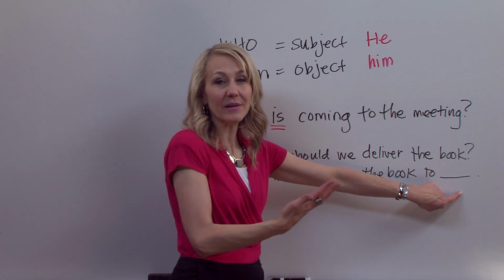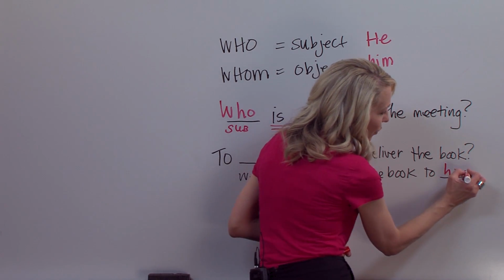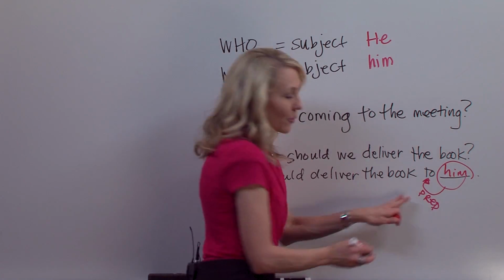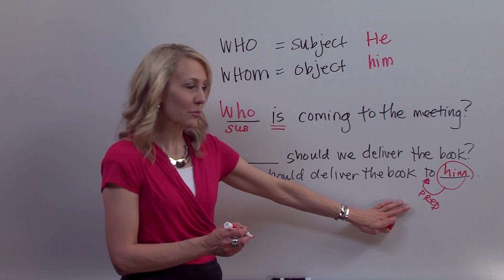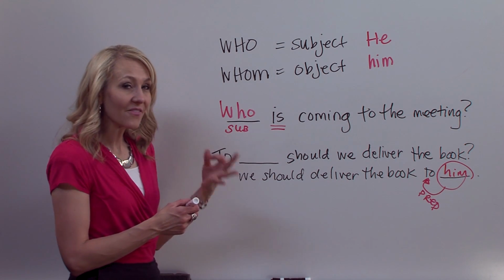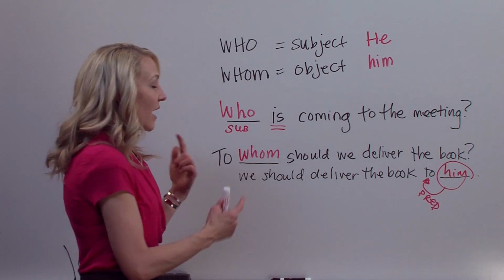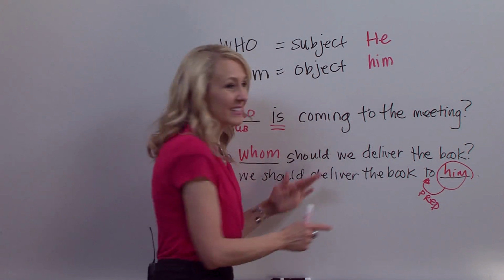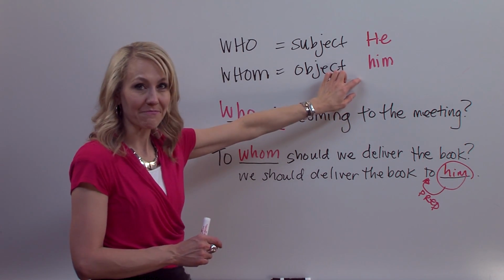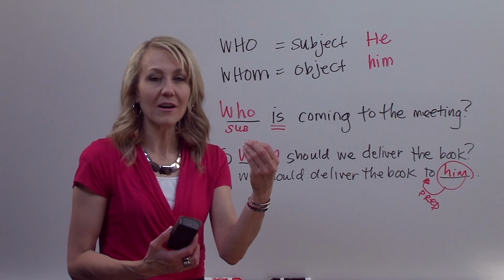him. We of course wouldn't say to he, because if we put in that pronoun test, this word is actually the object of this preposition to. So I know that this sentence requires the objective pronoun, and I'm going to put in to whom should we deliver the book. Again, to test that, I've restructured to answer the question and then tried to replace it with that personal pronoun he or him. So let's now look at another form of who and whom.